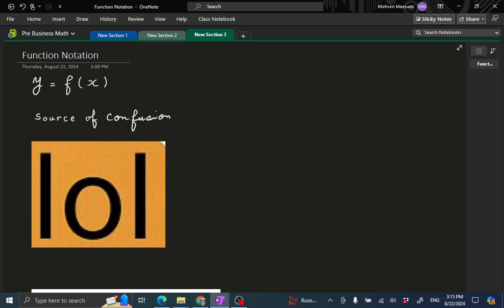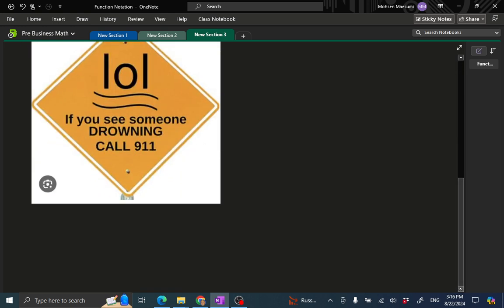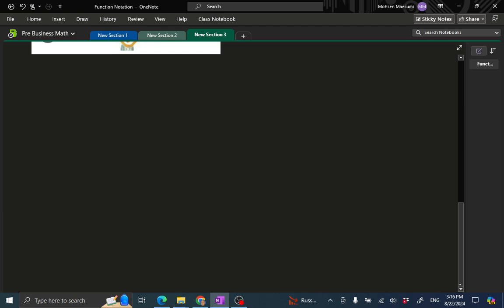When it comes to function notation, we have the same issue. The problem is that somewhere in middle school you learn some symbol that looks mightily like this one, and then you're going to confuse this with the other one. So function notation might be new to you, and then you need to practice, and from the context you should be able to tell if you're dealing with LOL or you're dealing with somebody drowning. So let's go ahead and try to explain the function notation and see where that comes from.